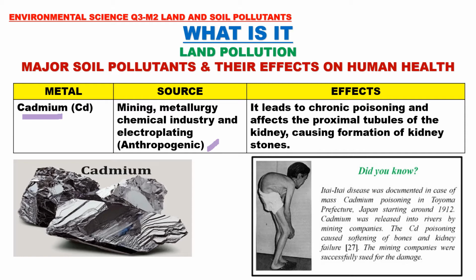So this disease is documented in a case of mass cadmium poisoning in Toyama Prefecture, Japan, starting around 1912. Cadmium was released into rivers by mining companies. The cadmium poisoning caused the softening of the bones and kidney failure. So, one of the infected persons is shown in this picture. The mining companies were successfully sued for the damage.